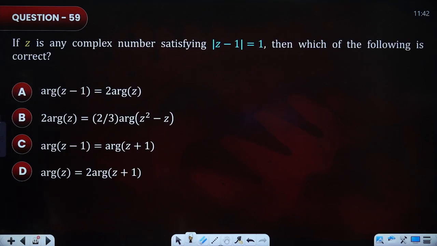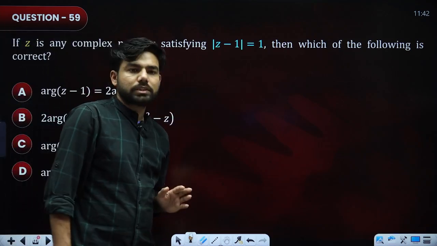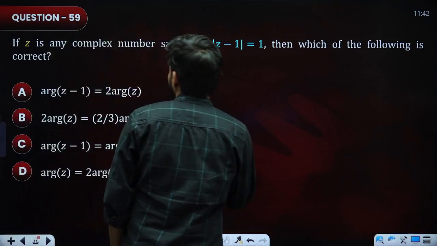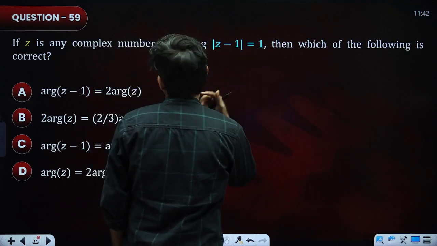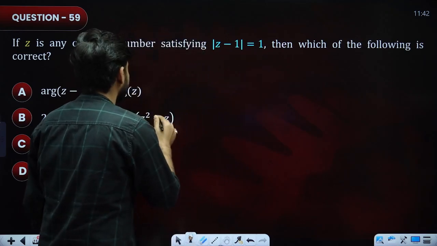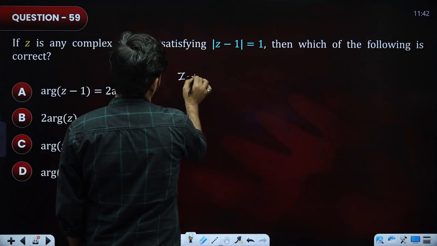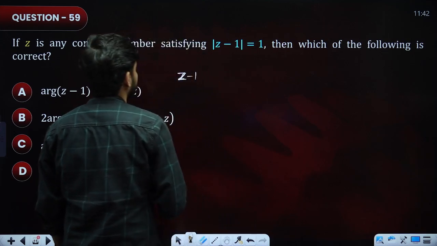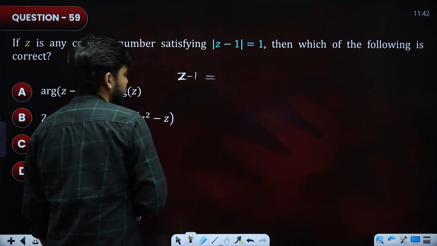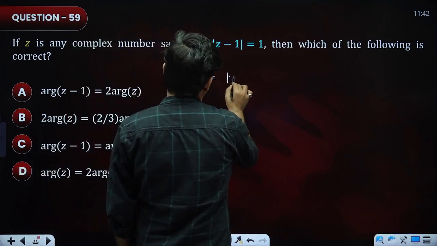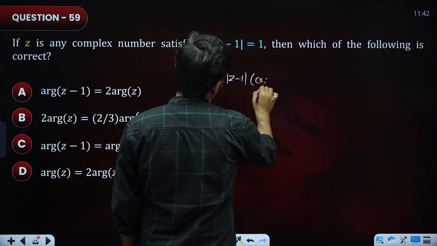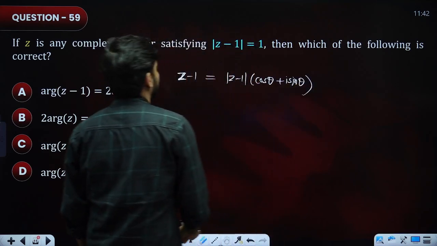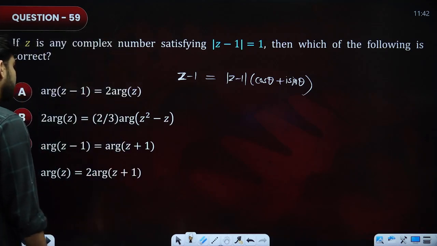In the next question, if Z is any complex number satisfying this condition, then which of the following is correct? Okay, the condition is Z is a complex number, and this is equal to 1 over here. So we can write Z minus 1, mod Z minus 1 is equal to 1. So we can write Z minus 1 is equal to mod Z minus 1 into cos theta plus iota sin theta. Okay, as you know that.